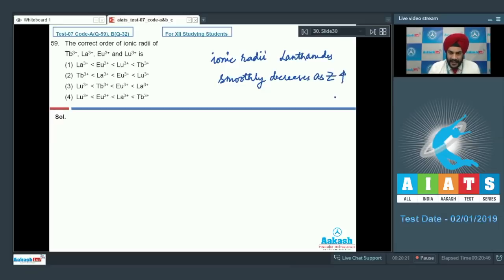And now if we look at the atomic numbers of the species which are given to us, we have lanthanum, europium, terbium, and lutetium. Lanthanum has an atomic number of 57, europium has an atomic number of 63, terbium has an atomic number of 65, and lutetium has an atomic number of 71. As we move from lanthanum to lutetium, the ionic size should decrease, which is given correctly in option 3. So we have to mark option 3 as the correct answer to this question.